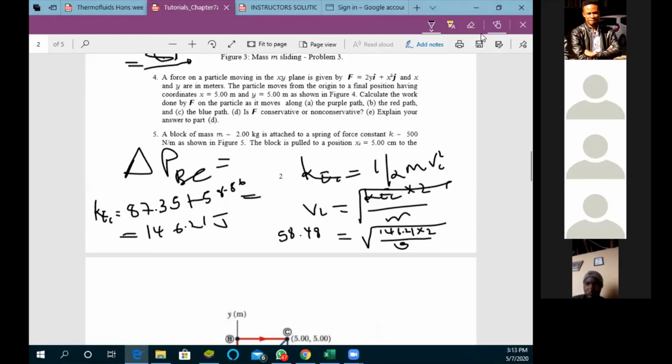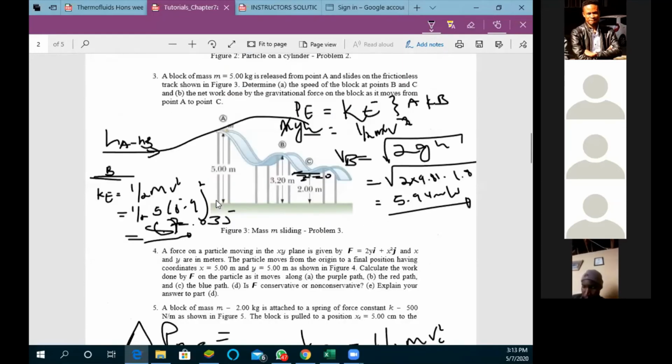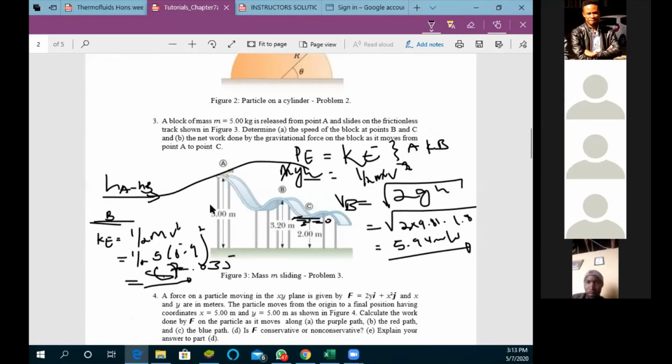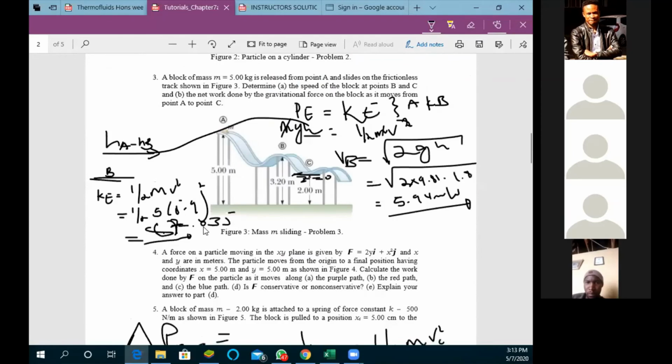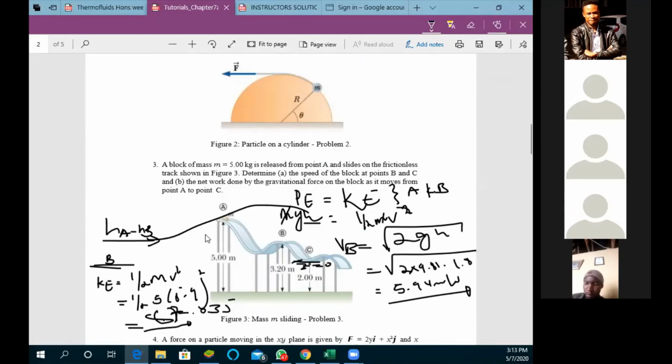Sorry, I'm getting 7.65 meters per second. Right. So I think we have found the velocity at point C. Now let's continue again.